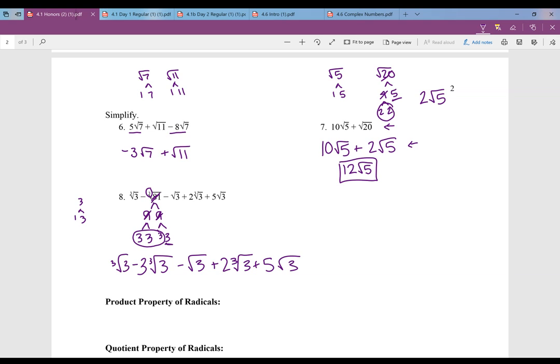So now we need to find our like terms. We have 1 cubed root of 3 minus 3 cubed root of 3 plus 2 cubed root of 3. Well, 1 minus 3 is going to be negative 2 cubed root plus 2. That's actually going to be 0. So our cubed roots are all going to cancel. So we just have minus root 3 plus 5 root 3. So that's going to be 4 root 3. And that will be the answer to number 8.